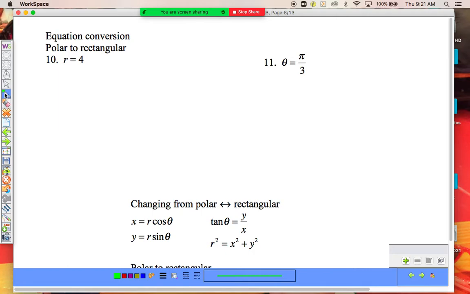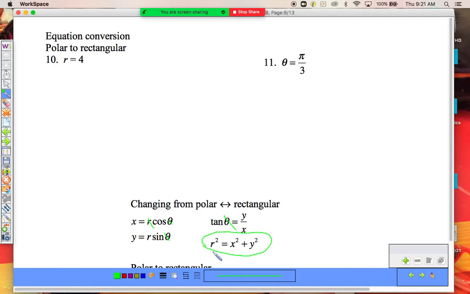The way I look at it is I only have r's. This only has a theta in it down here, the tangent, so that's not going to help me. This has r's and theta, so that's not going to help me. So I need to be able to use r squared equals x squared plus y squared. My goal is going to be to end up with an r squared in my problem so I can replace it with x squared plus y squared.